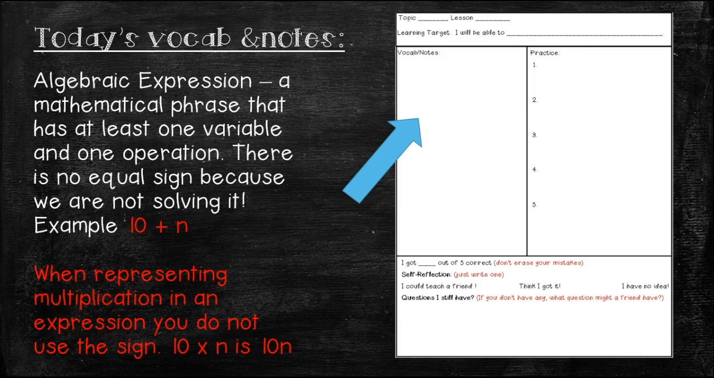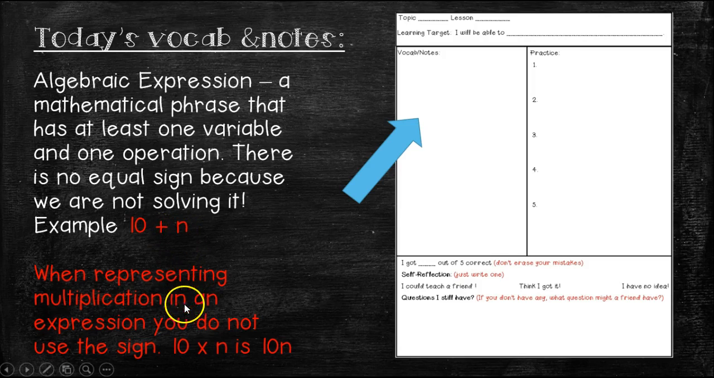An algebraic expression is a mathematical phrase that has at least one variable and one operation. There is no equal sign because we do not solve algebraic expressions. An example would be 10 plus n, or 10 plus question mark, how we used to do it, but now that you're a big kid, it's an n. So this is 10 plus whatever this unknown is.